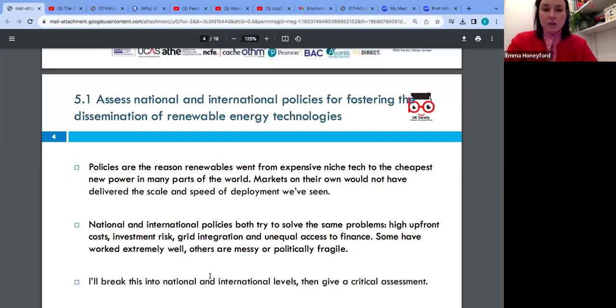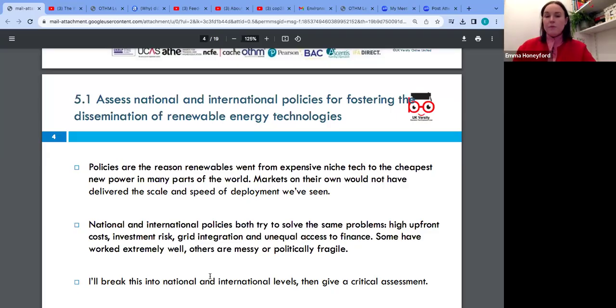of renewable energy technologies. So we know that policies are the reason renewables went from expensively niche technology to the cheapest. So we understand the role of policies as an instrument to drive renewable energy demand across the world. So it is a great way to drive this, to reduce our reliance on fossil fuels. So markets on their own would not have delivered the scale and speed of deployment we've seen. So we know we can't solely rely on market forces.